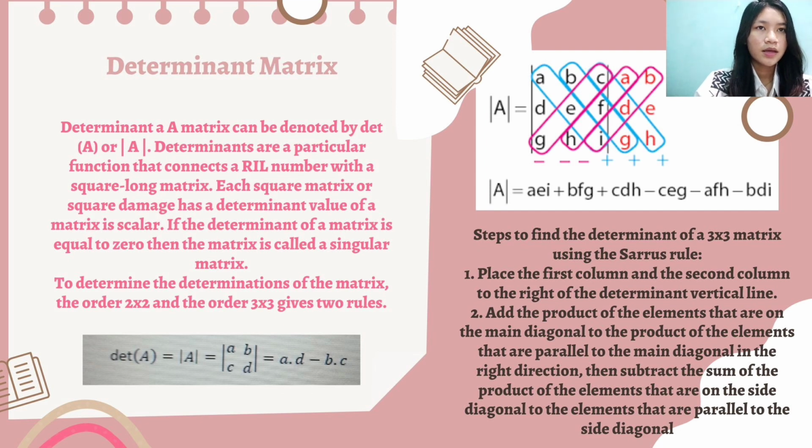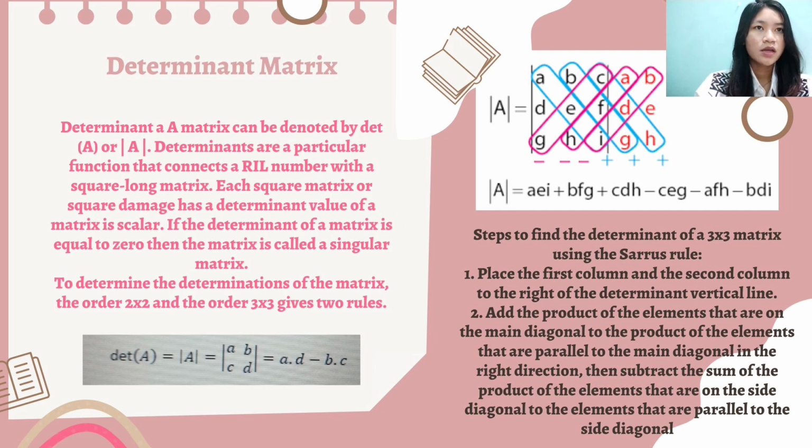Okay, next determinant of order 3 times 3. The determinant of the square matrix of the order 3 times 3 can be calculated in 2 ways, namely the Sarrus rule and cofactor expansion. But the way that is often used to determine the determinant of the 3x3 order is the Sarrus rule.